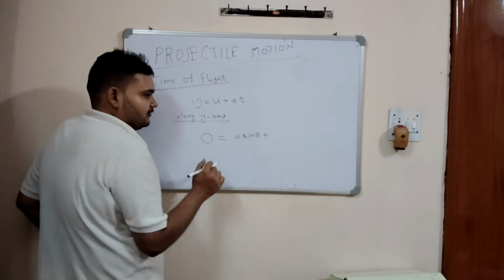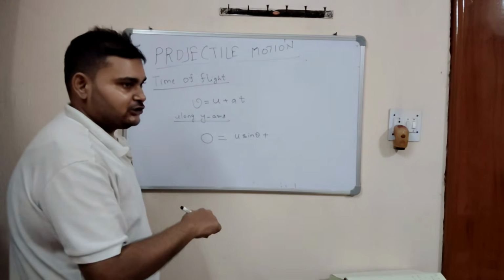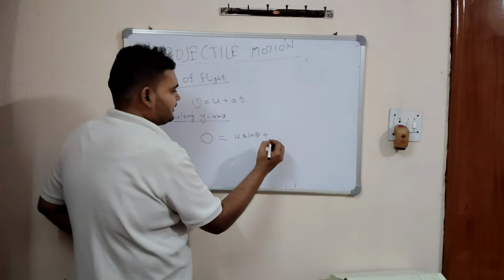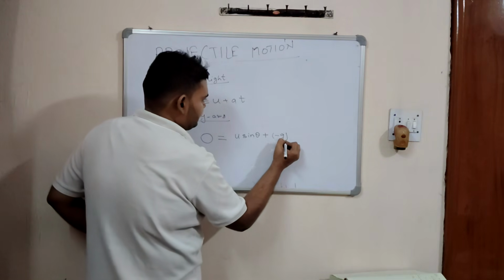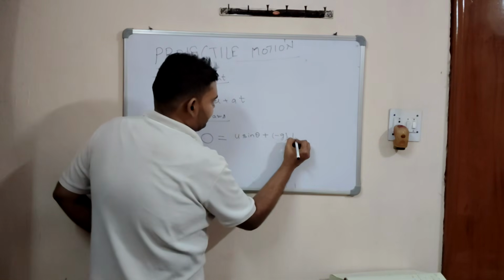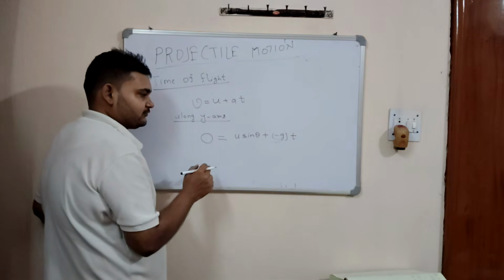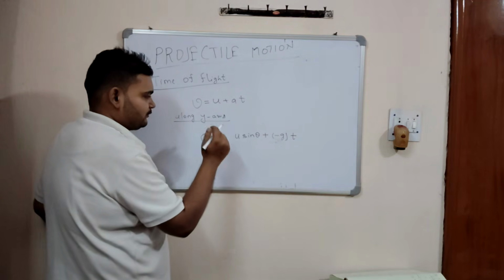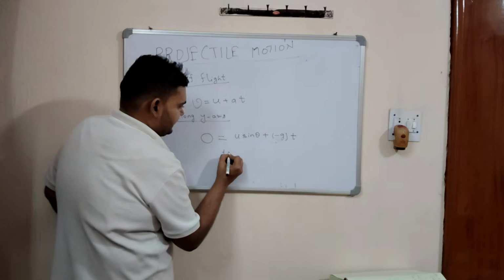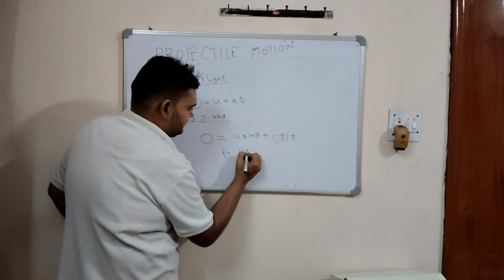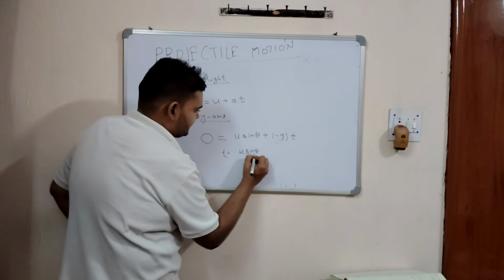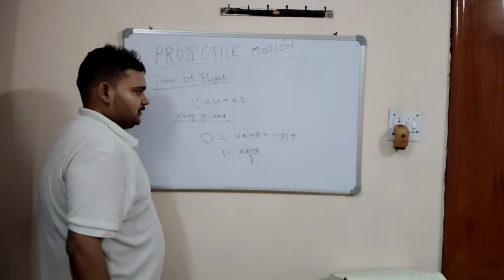Plus a. We are assuming the upward direction to be positive, so a here will become minus g, and then t. t is the time interval in which the object reaches the highest point from the bottommost point. So from here we can calculate time t as u sine theta by g.